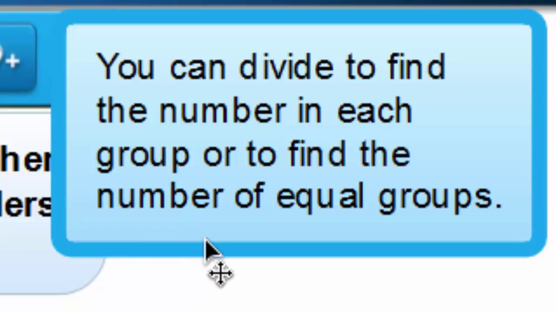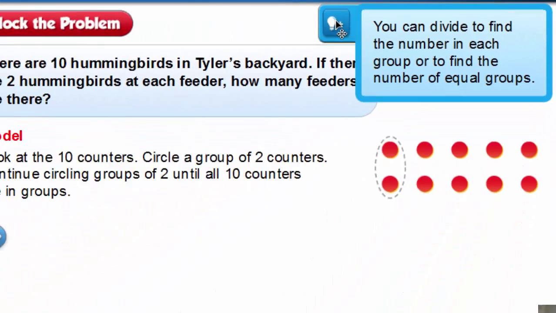In the last problem, we were finding how many were in each equal group. We had 10 hummingbirds, 2 bird feeders. How many per bird feeder? We found out there were 5, 5 in each equal group. This question is not asking us how many in each equal group. It's asking us to find how many equal groups.